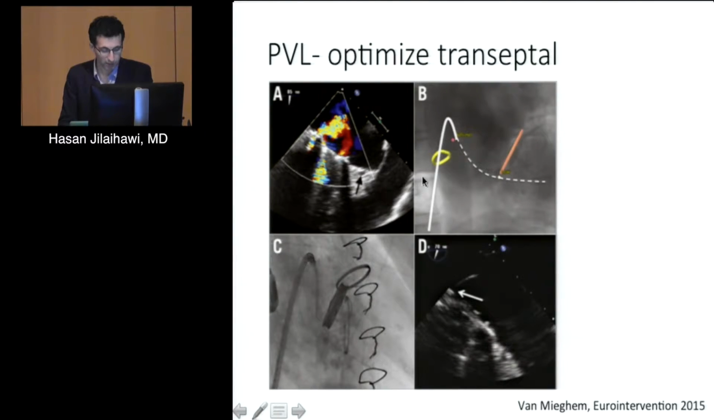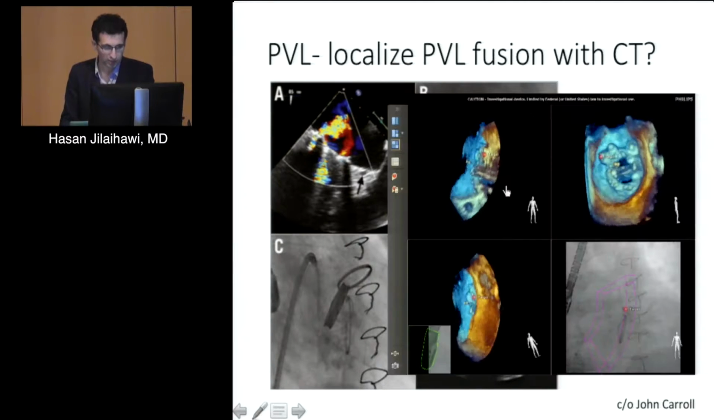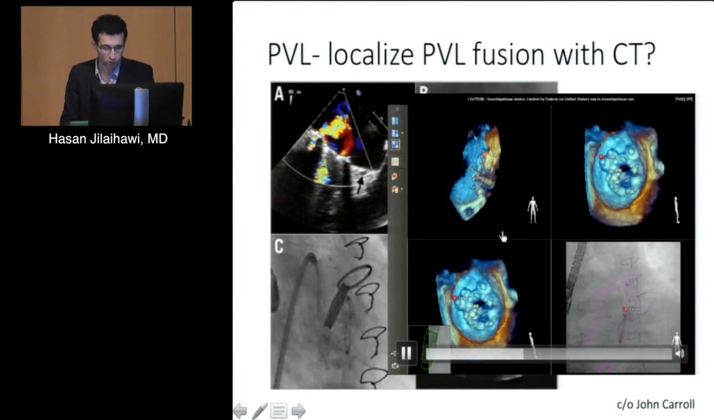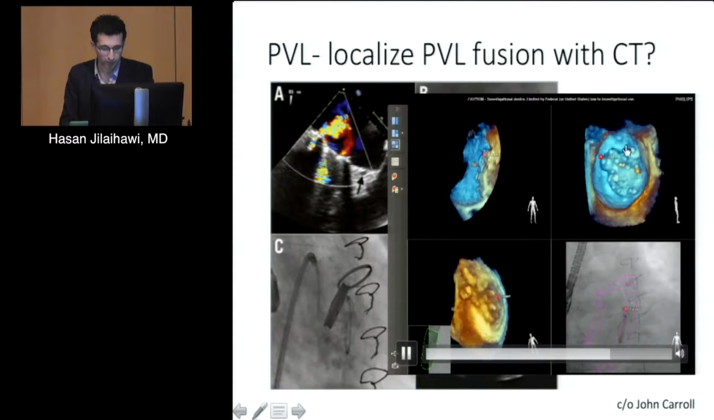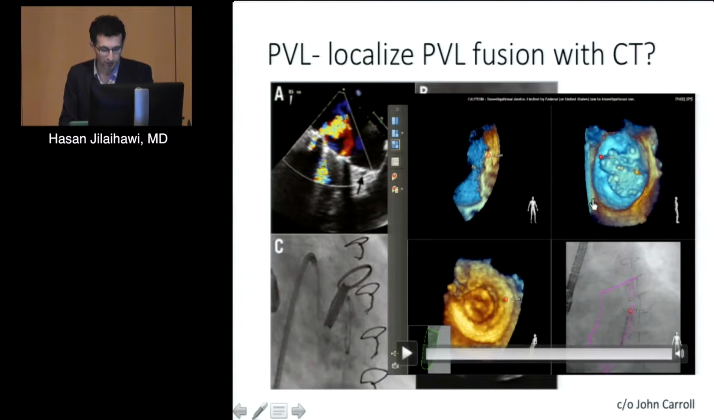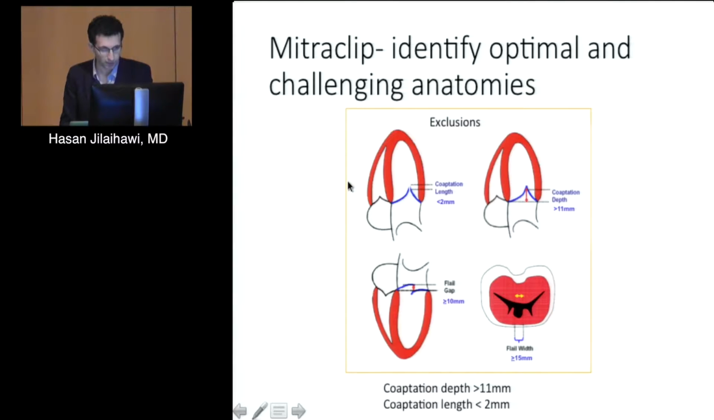With paravalvular leak closure, what we do know is that your transseptal approach can help facilitate a very simple versus a very complex and prolonged procedure. If you optimize this, it can certainly help things. We can also consider fusion, just as people are already doing with the Philips Heart Navigator. We can also consider CT fusion. This is something we're working on, but it is not yet prime time.